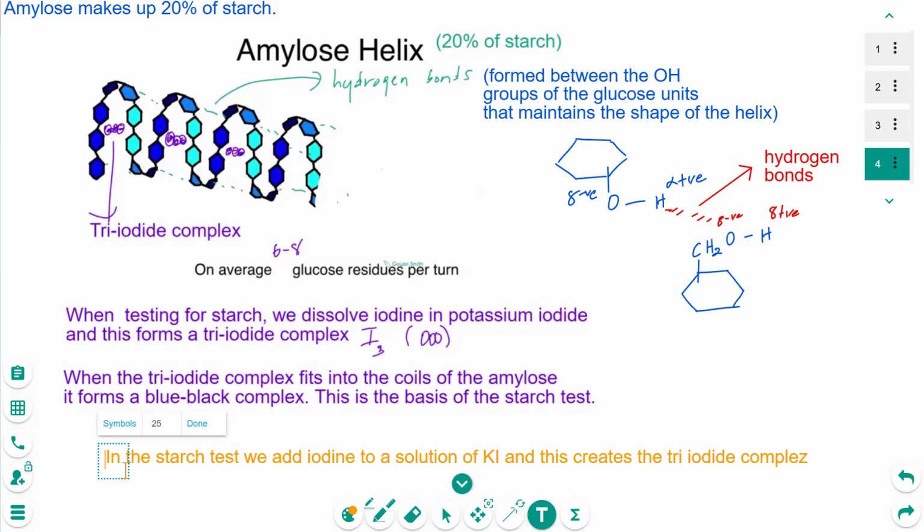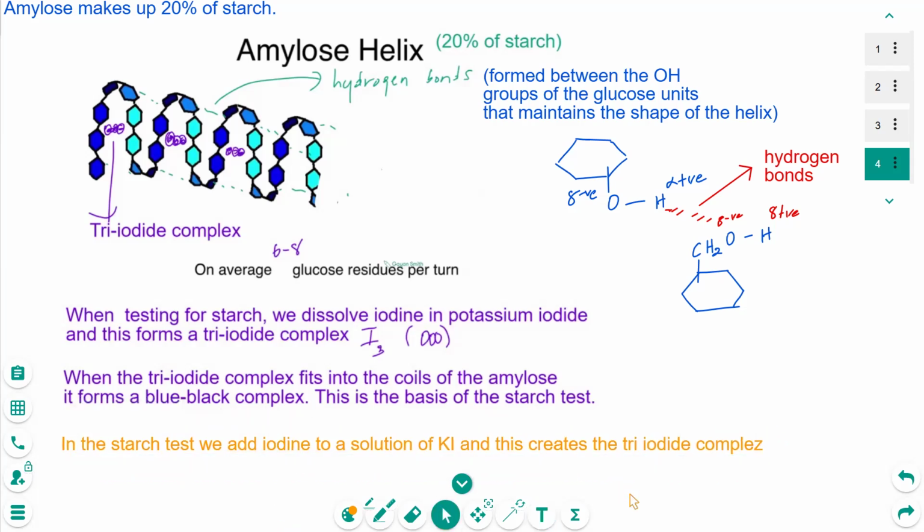We normally say that we dissolve iodine in some potassium iodide. And that's what we normally add to the substance that we think has starch in it. So when the triiodide complex with the three iodine atoms goes and fits in the coil of the amylose, that is when it gets a blue-black color.